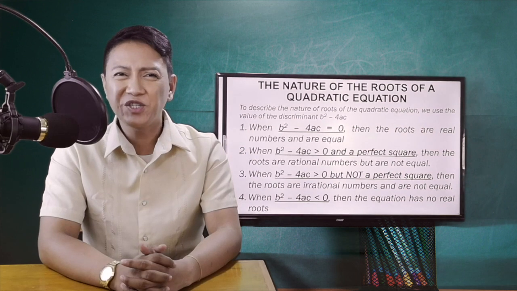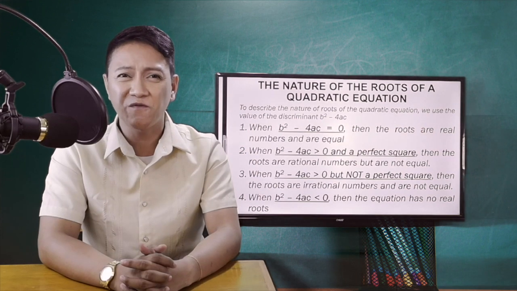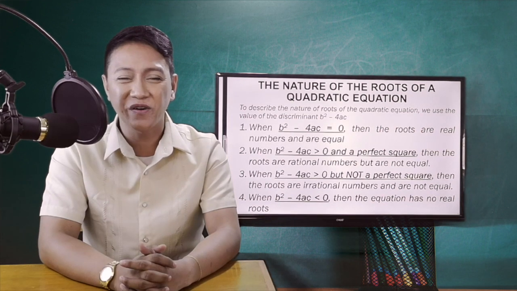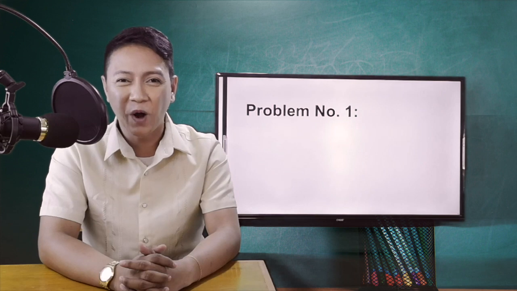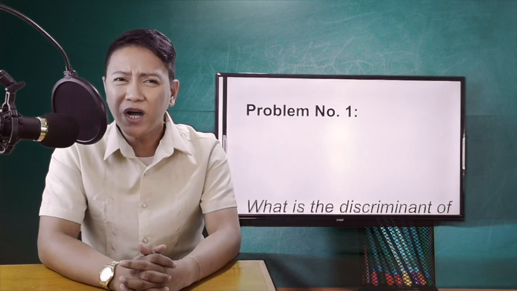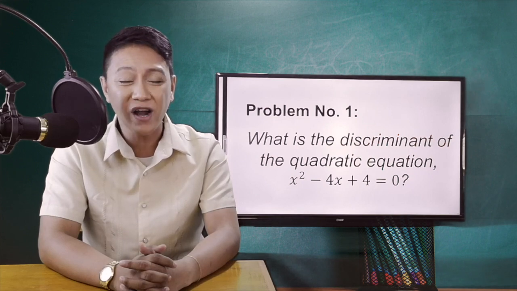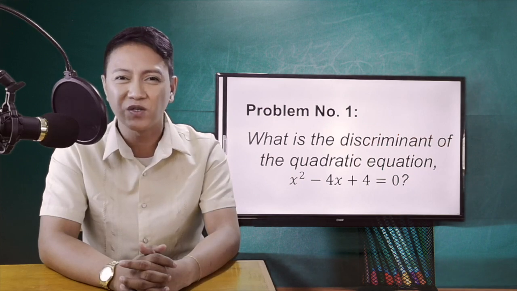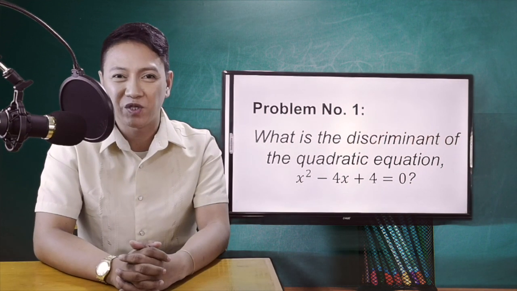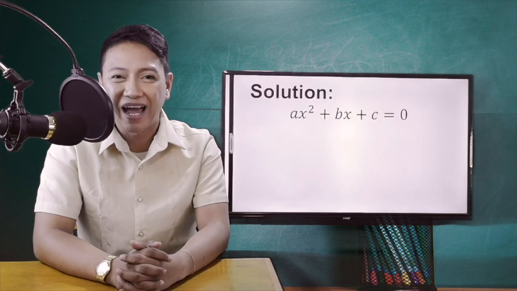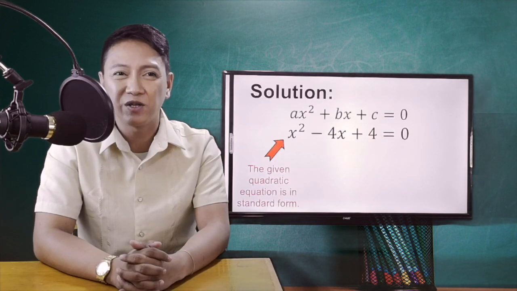Now, since you already know the steps in solving for the discriminant and what the value means, let us start answering a few examples. Problem number 1. What is the discriminant of the equation x squared minus 4x plus 4 is equal to 0? Let us follow the steps. Since the equation is already in the standard form, then we can now identify the values of a, b, and c which will be used in finding the discriminant.